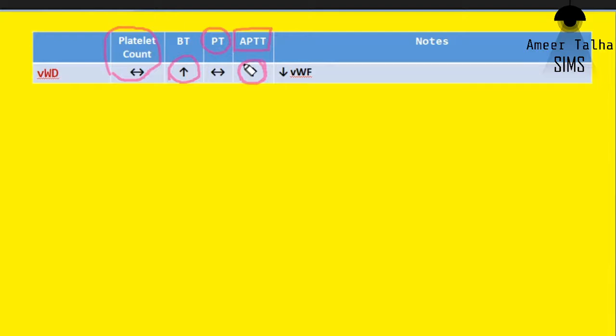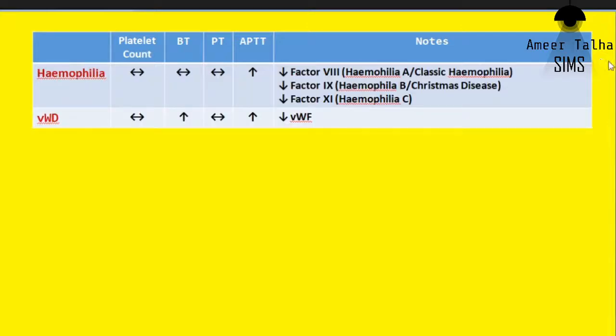The extrinsic pathway will remain normal. The prothrombin time, which depicts the extrinsic pathway, will remain normal. Only the intrinsic pathway clotting factors are affected. That is the reason PTT will be on the higher side. So this is the comparison.